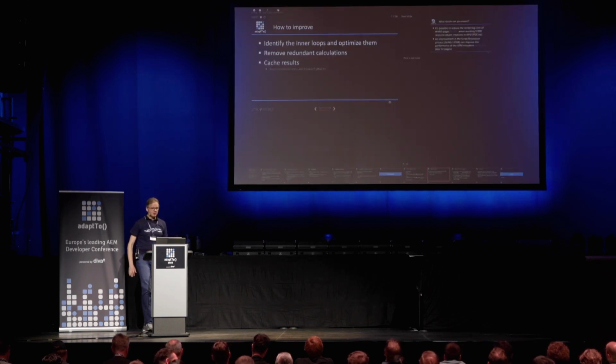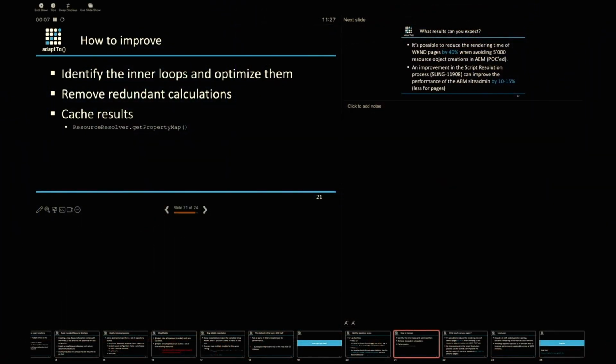Okay, how to improve? Well, of course, inner loops are always best when you know where the inner loops are, and looking at them, optimizing them. Remove redundancy and cache the results. We have a relatively new cache on a resource resolver level, which lives with a resource resolver. That means you can store resources in there. They will be disposed when the resource resolver is closed.